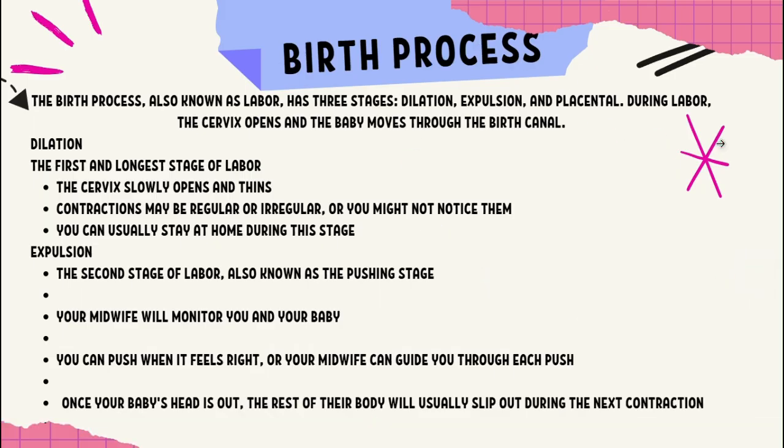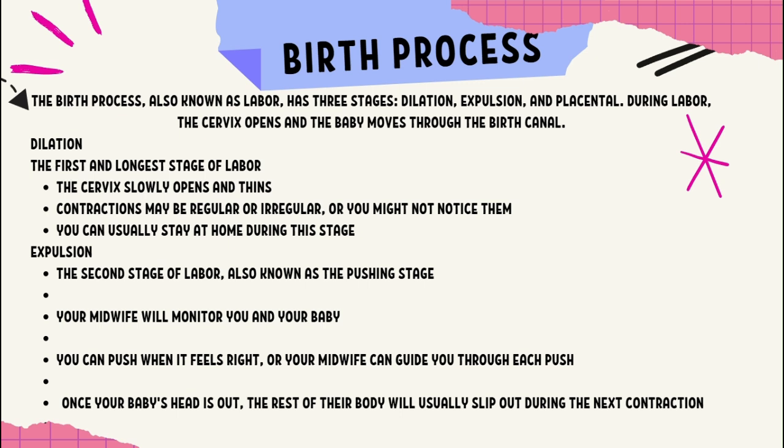So the birth process, also known as labor, has three stages: the dilation, expulsion, and placental. So during labor, the cervix is going to open and the baby is going to move through the birth canal. So the first thing is dilation. This is the first and longest stage of labor. And remember how you ever watch maybe YouTube or some movie and you hear the doctor say, oh, 2 centimeters dilated or 3 centimeters dilated? But it's basically this. So this is the first part of the birth process.